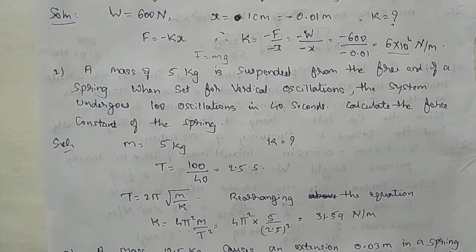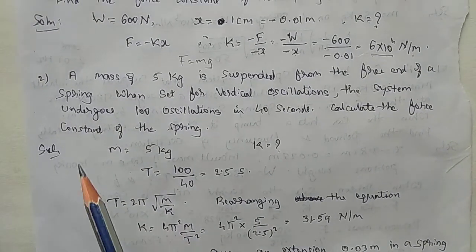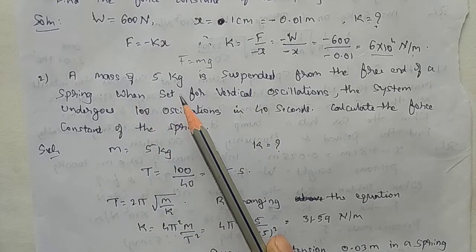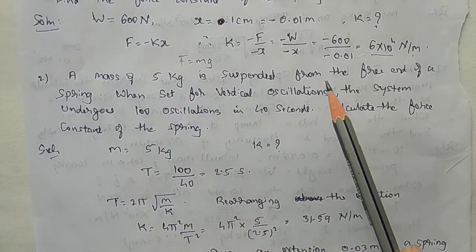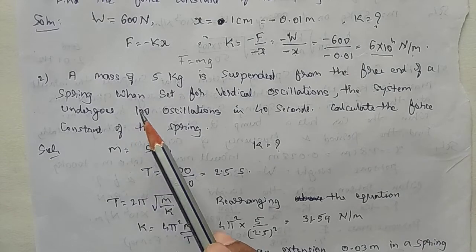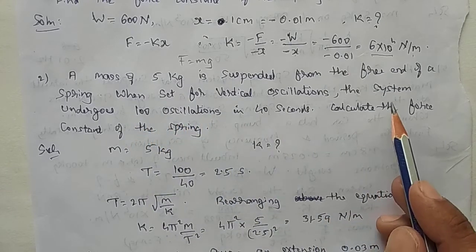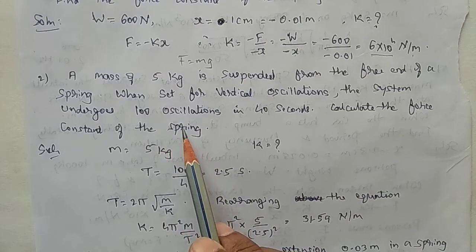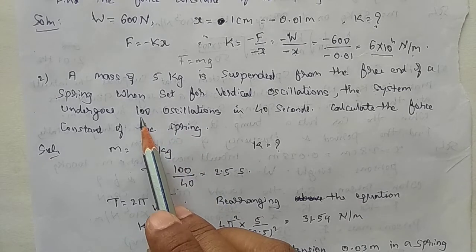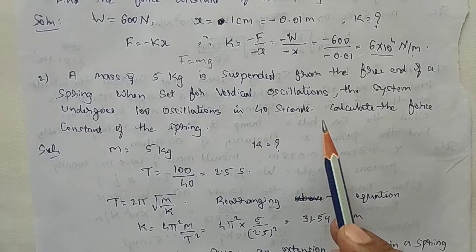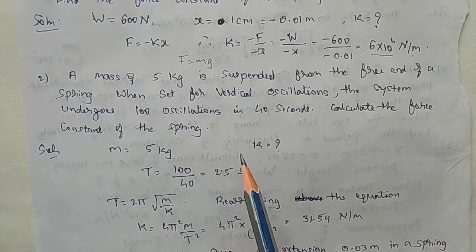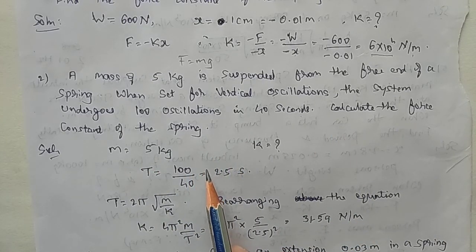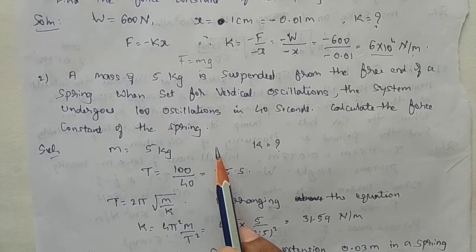Next, the second numerical is: a mass of 5 kg is supported from the free end of a spring when set for vertical oscillation. The system undergoes 100 oscillations in 40 seconds. Calculate the force constant of the spring. Okay, once again, we have to calculate the force constant.